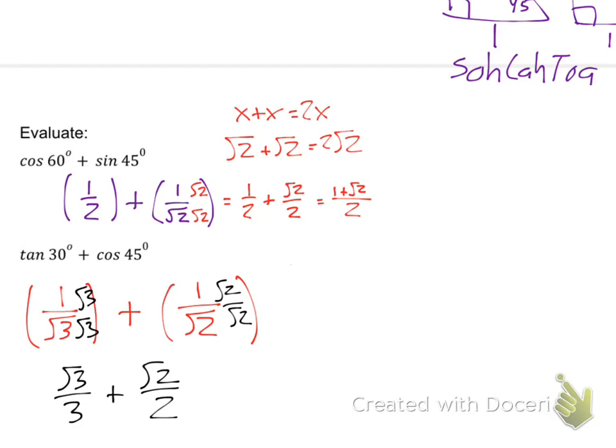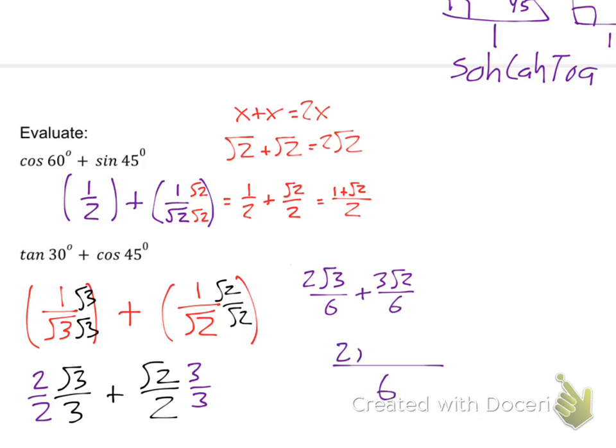So, do we have a common denominator? No. So, what is that common denominator? So I have to multiply by 2 over 2 and 3 over 3. So I end up with 2 square root 3 over 6 plus 3 square root 2 over 6. Now, do I have a common denominator? Yes. And so what can I do? Are they like terms? Yes. No. Wait, what do you mean? Square root of 3's are not square root of 2's, and so my answer is that.